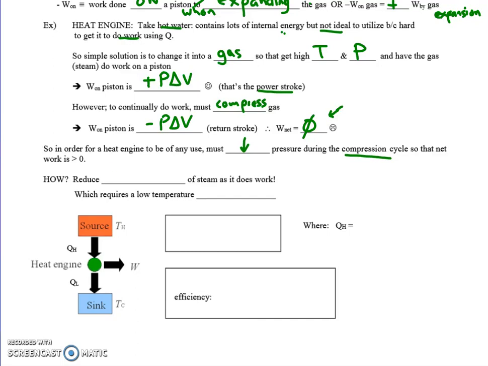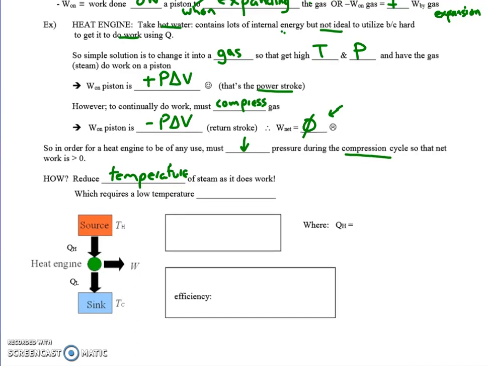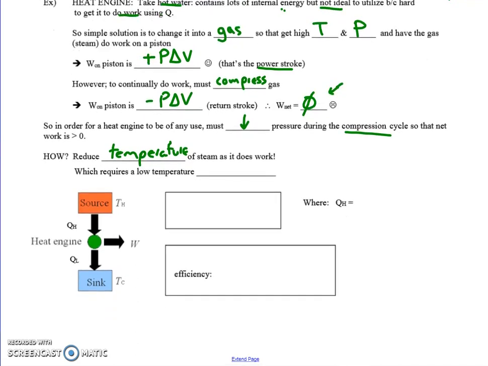We reduce the temperature using the gas laws of the steam as it does work. So when I compress it, I've got to reduce the temperature in order to reduce the pressure by the gas laws. That requires a low temperature reservoir. Well, actually, instead of reservoir, a sink is the better term. And this brings about a whole different set of problems, which we'll talk about.